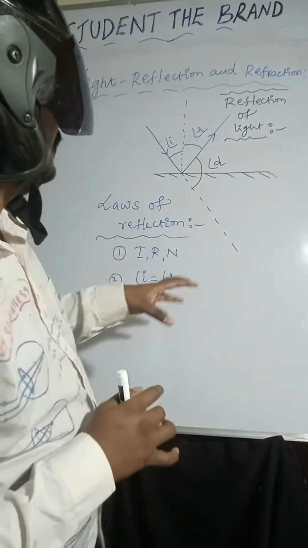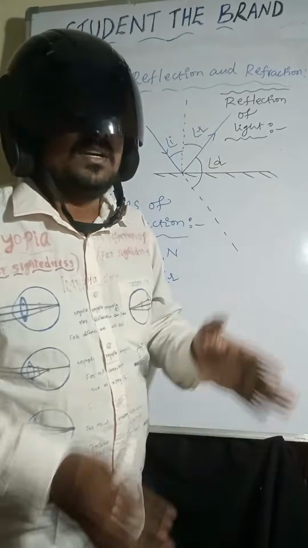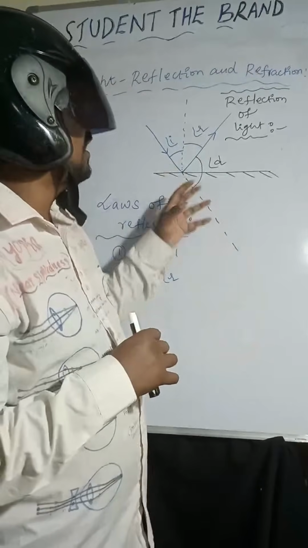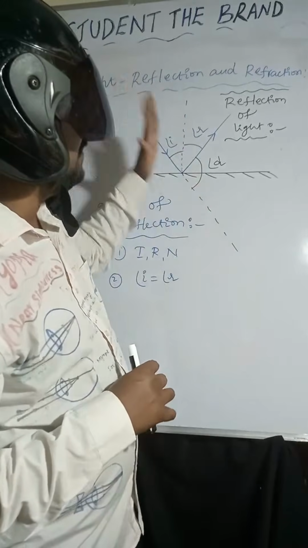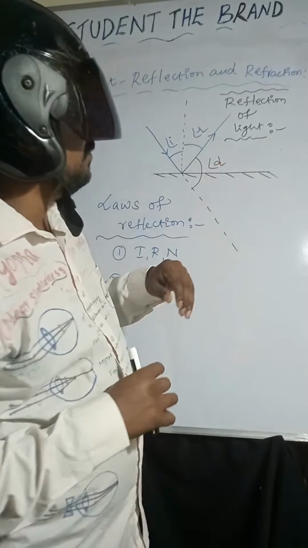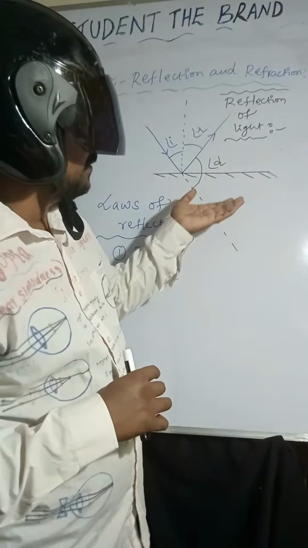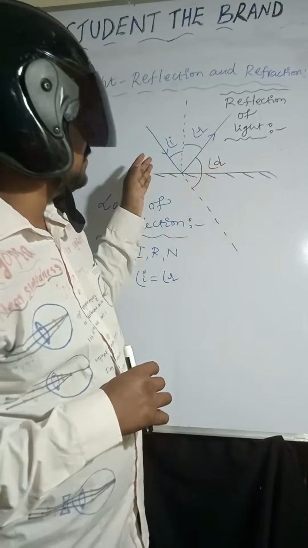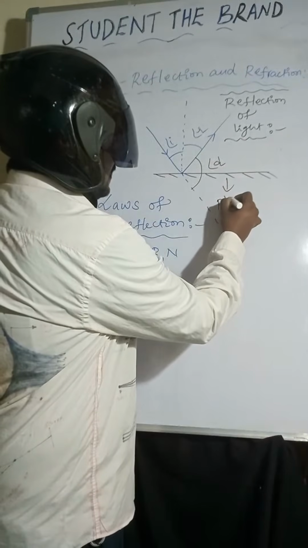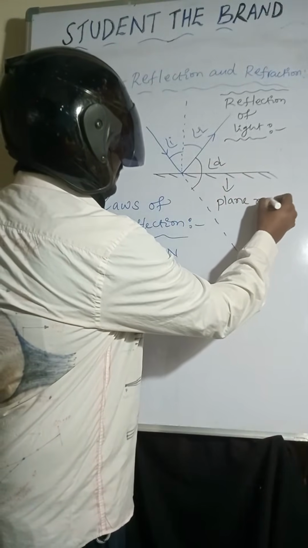So once again observe here, reflection of light. What is the reflection of light? Reflection of light is nothing but the bouncing back of the light from the reflecting surface. Here the reflecting surface is the plane mirror, where the reflection is taking place. Plane mirror is the reflecting surface.